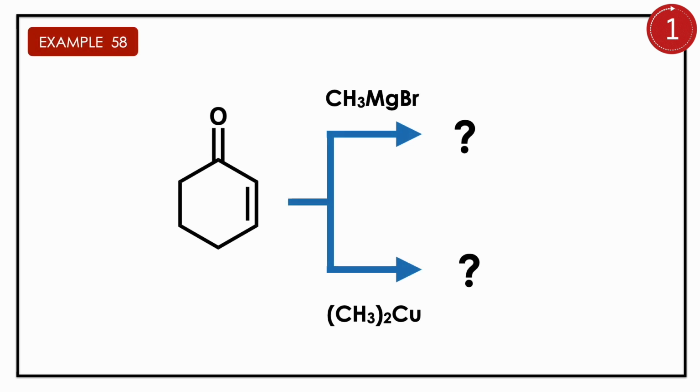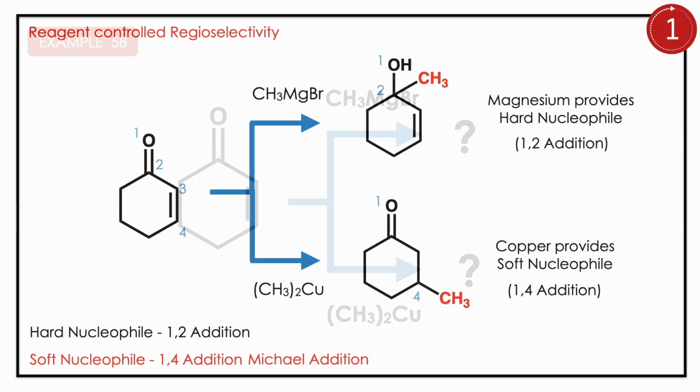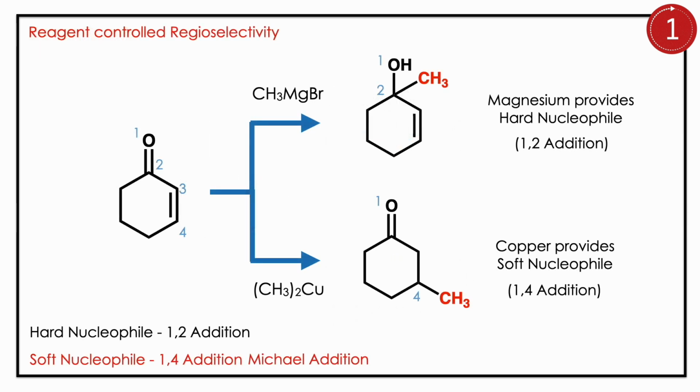Then the next reaction, you have cyclohexene, which is an alpha beta unsaturated ketone. You are reacting with methyl magnesium bromide and dimethyl copper. We should find what will be the final product. Here you have two different reagents, methyl magnesium bromide and dimethyl copper. Basically it's a 1,2 and 1,4 addition situation.